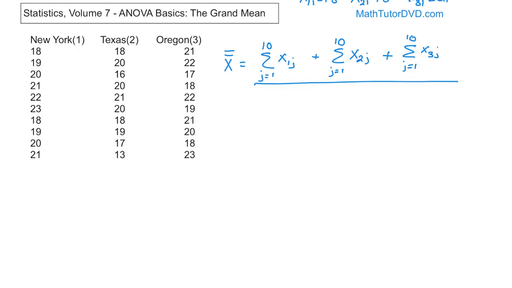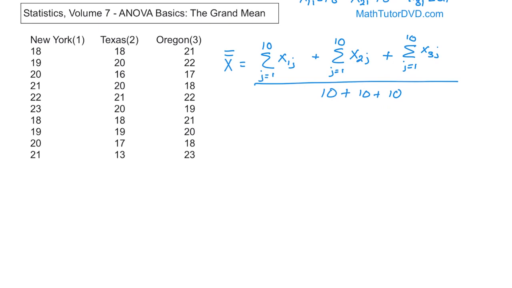Adding them all up on the bottom, we already said that it was the total number of samples that you have. So really on the bottom it's just going to be 10 plus 10 plus 10, which of course is 30. So you're basically summing up all the samples divided by the total number of samples. That's what the grand mean is.